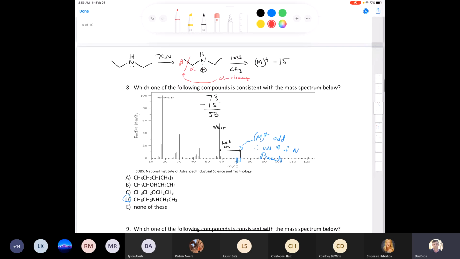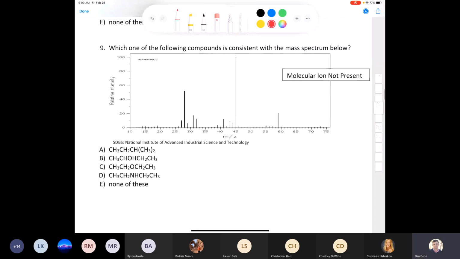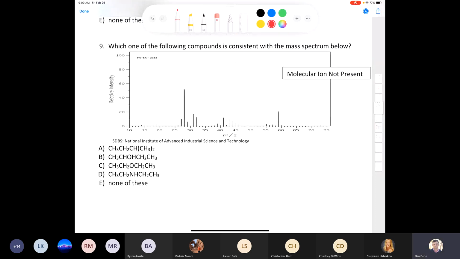All right, let's take a look at number 9. Okay, and we could sit here and talk about number 9 for the rest of the class. I'll try to make it quick. It says here, which one of the following compounds is consistent with the mass spectrum shown below? Okay, and notice that it says molecular ion not present.